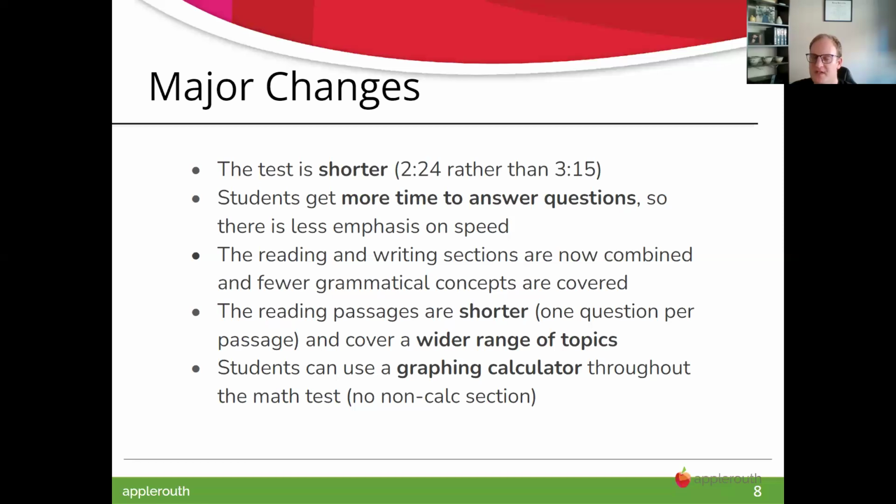And we just refer to sections 1 and 2 as verbal now. It used to be reading and writing separately. And instead of testing about 13 or 14 grammar topics, there's only about 5. No more long passages. It used to be long passages with 10 questions apiece. Now it's short passages, 1 question apiece. And then we'll talk a lot about the graphing calculator option. Desmos is available on math, which is pretty amazing and very much changes the game on the math sections. So we'll look a lot at that and how to use it.